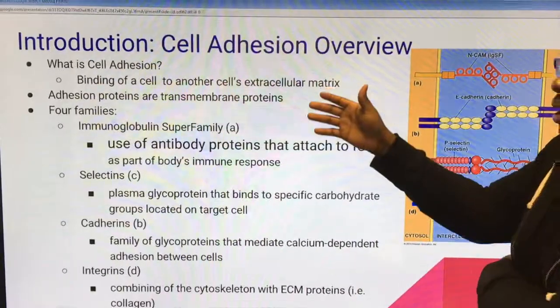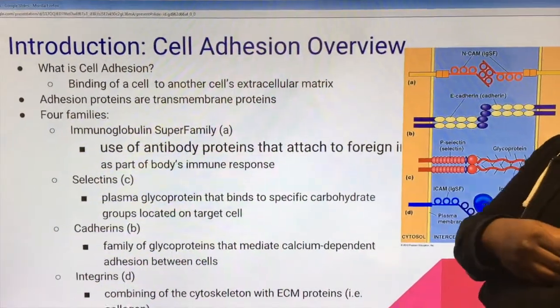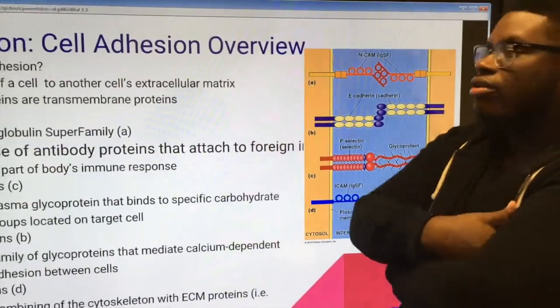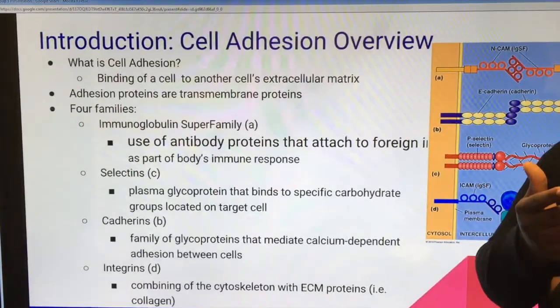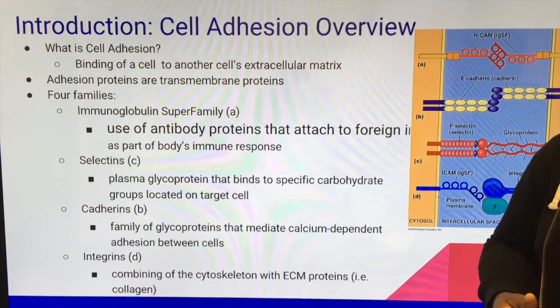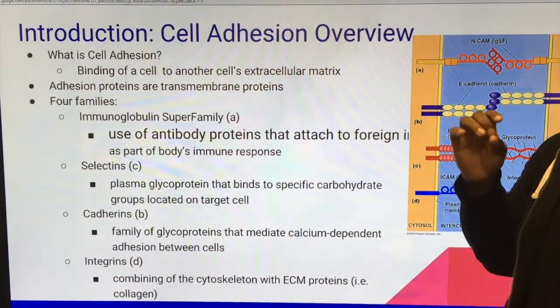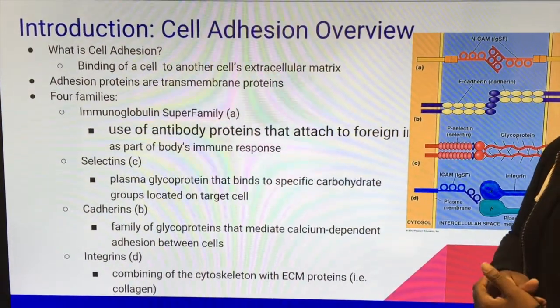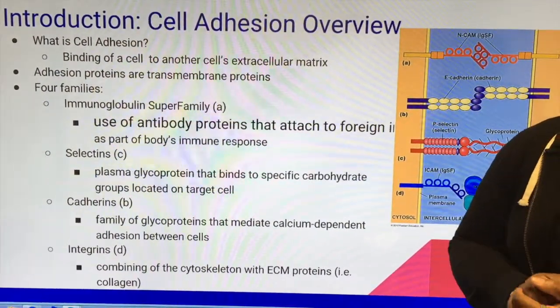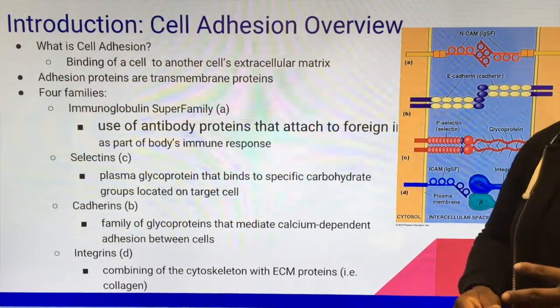All right, so this slide here is just an overview of cell adhesion. So basically, what is cell adhesion? Cell adhesion is the binding of a cell to another cell's extracellular matrix. There are four families of cell adhesions: the immunoglobulin superfamily, cadherins, selectins, and integrins. Those are the four families.